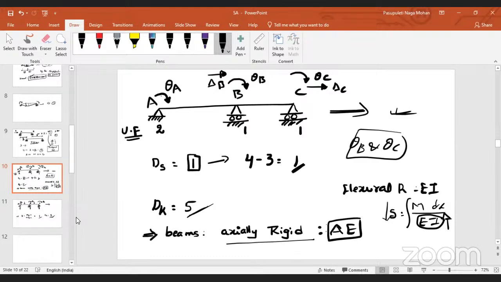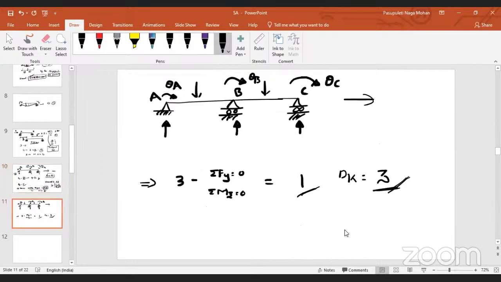That means if these are axially rigid members, there won't be any axial deflection in the member AB. There won't be any axial deflection in the member BC. That means out of these 5, if these are axially rigid, how many can I neglect? 2. That's why here it is 5 minus 2, that is 3. Are you getting the same answer or not? Here also.